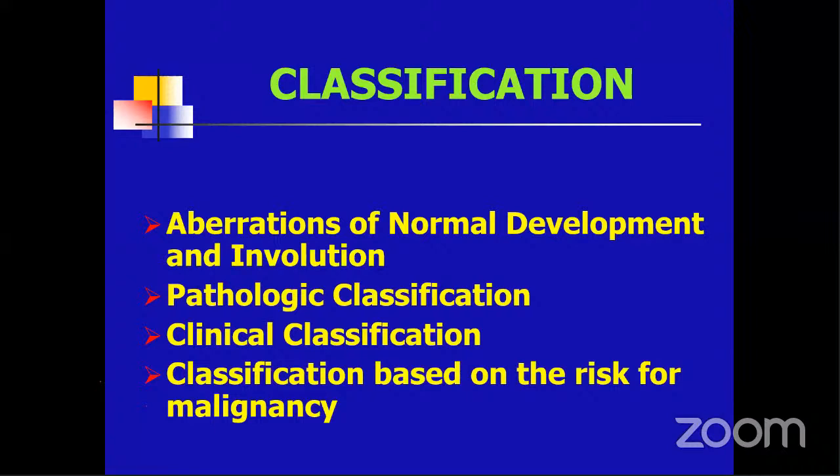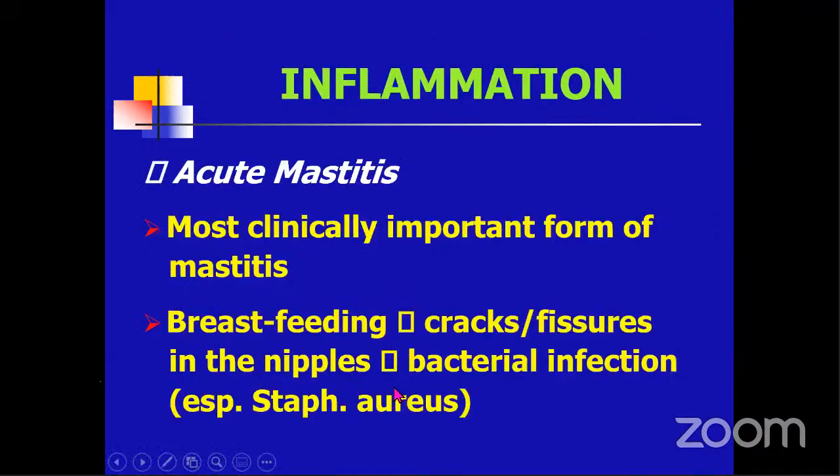So for benign breast diseases, our classifications will be the following. So aberrations of normal development, we have your pathologic classification, clinical classification, and clinical classification based on risk for malignancy.